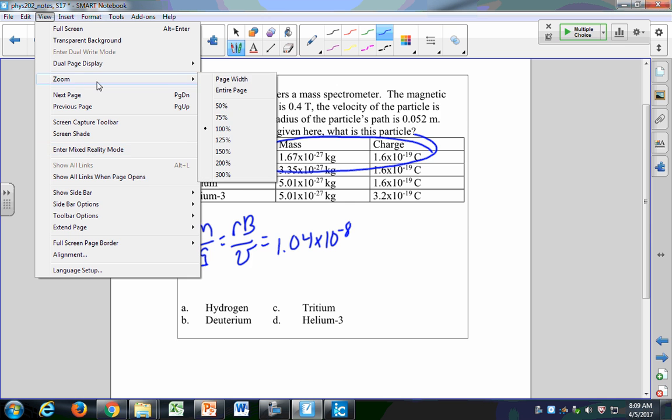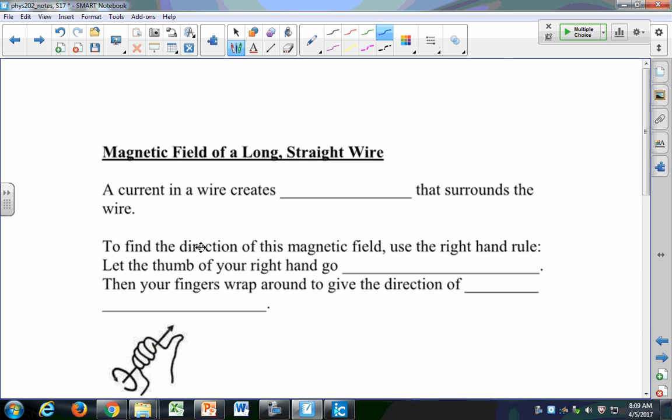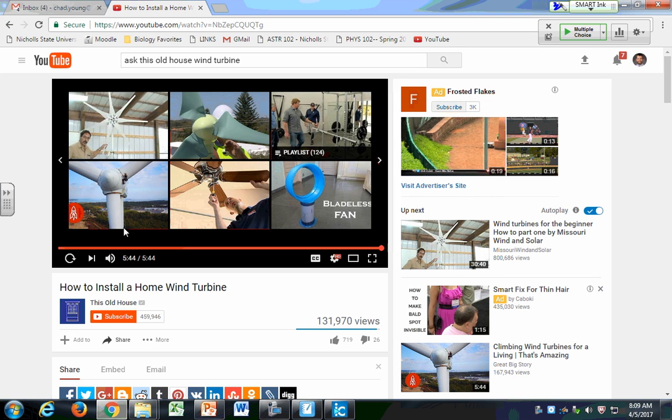Okay, let's see. Another video I want to show you, I think, sort of how a mass spec works.